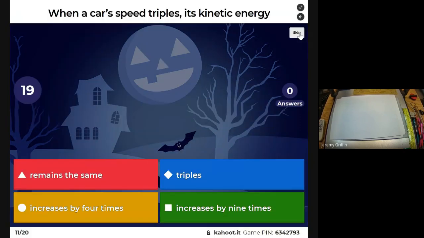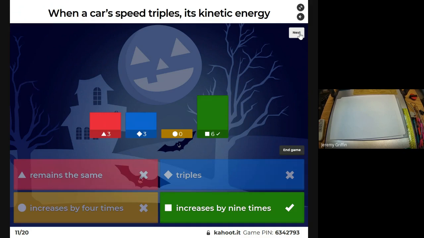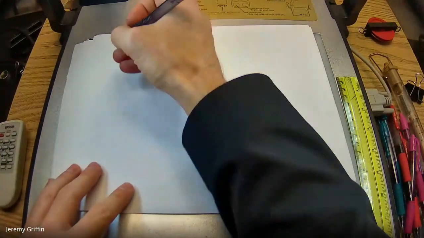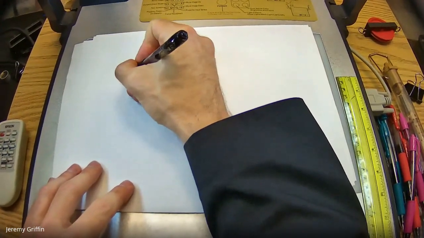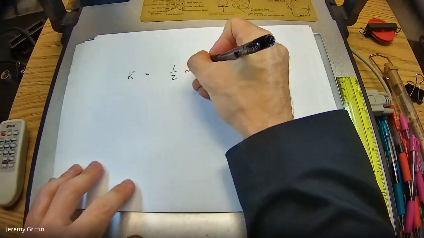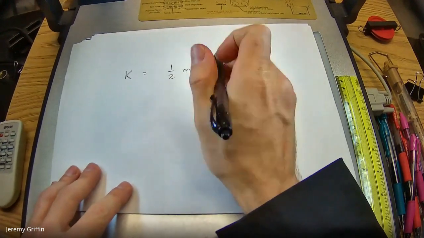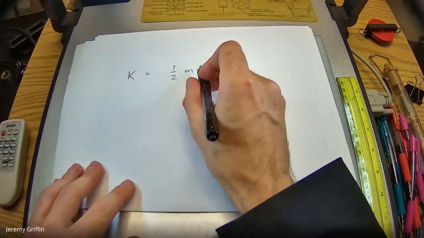But when a car's speed triples, its kinetic energy does what? Yeah, it increases by a factor of 9. Okay. Let me switch my screen over and show this one to you guys. So, you guys remember kinetic energy is 1/2 mv squared. Okay. So if you triple that speed, doesn't a factor of 3 also get squared? And 3 squared would be 9 times.